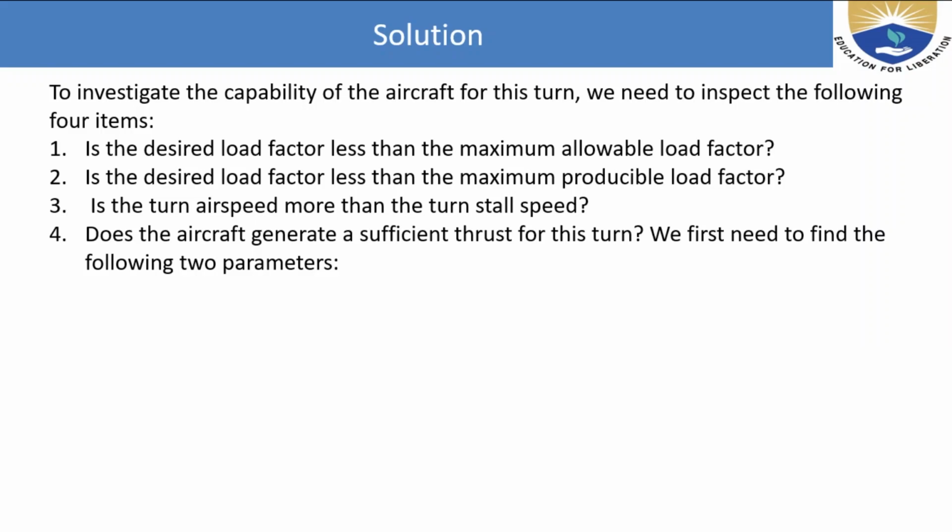One, is the desired load factor less than the maximum allowable load factor? So the desired load factor should be less than the allowable load factor. Two, is the desired load factor less than the maximum producible load factor? Three, is the turn air speed more than the turn stall speed? Four, does the aircraft generate sufficient thrust for this turn? We first need to find out the following 2 parameters.